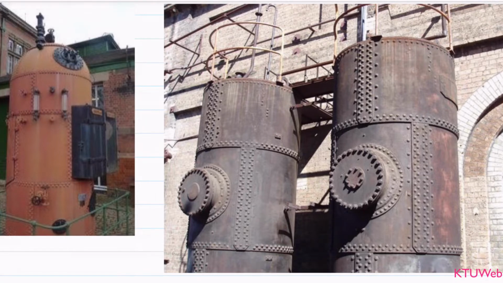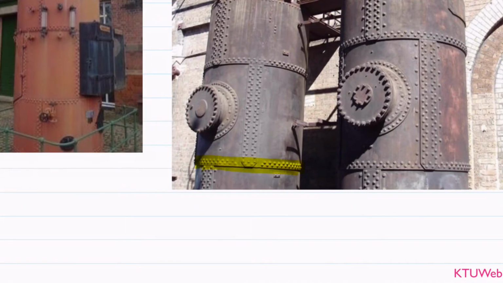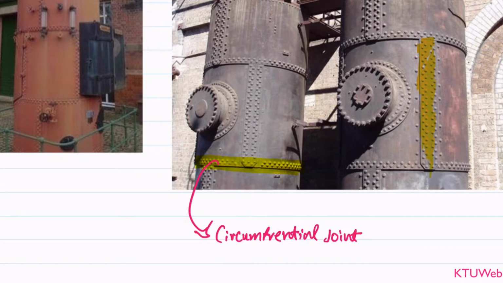For design purposes, we classify these kinds of joints into two. As you can see in this figure, the first kind, as I am marking right here, is along the circumference of the container. When it is along the circumference, we call it the circumferential joint. Similarly, you can also find a longitudinal rivet in this pressure vessel, which is parallel to the longitudinal axis, and this kind of riveted joint we call the longitudinal joint.